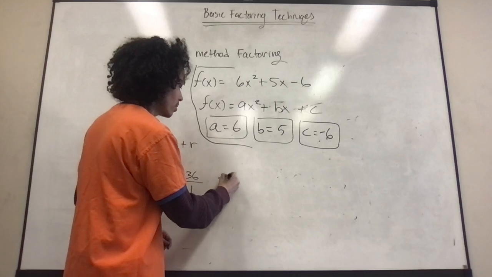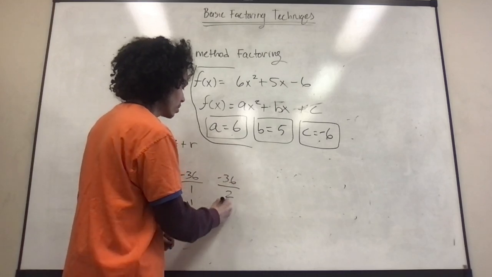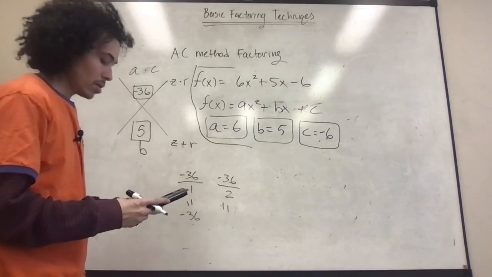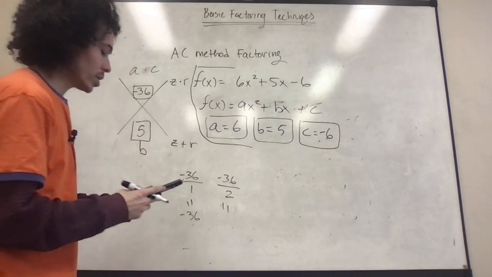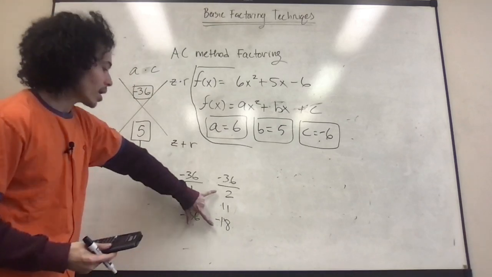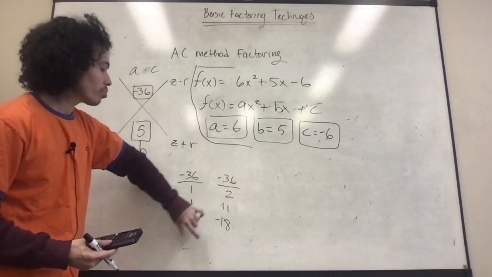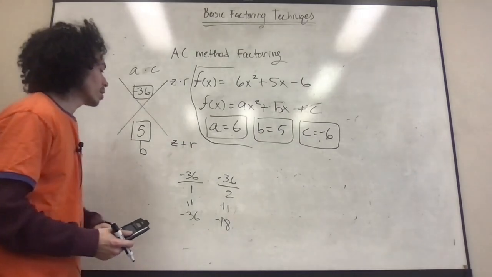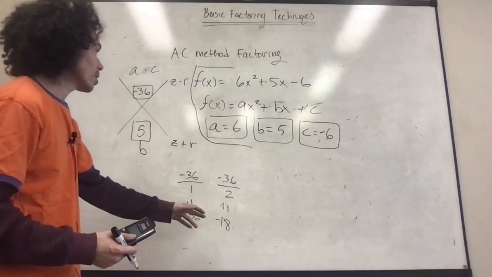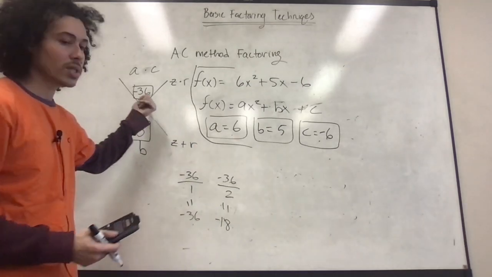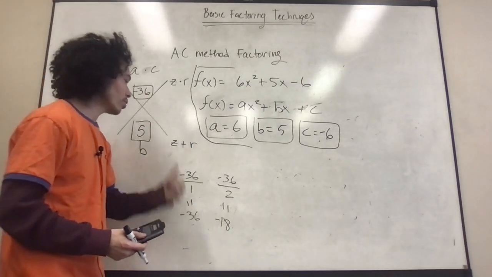Now negative 36 divided by 2. I'll use my calculator for this. Negative 36 divided by 2 is equal to negative 18. Does adding up 2 plus negative 18 give me 5? No, it doesn't. Because it doesn't, we're going to move on, because although they do multiply to give you negative 36, they don't add up to 5.